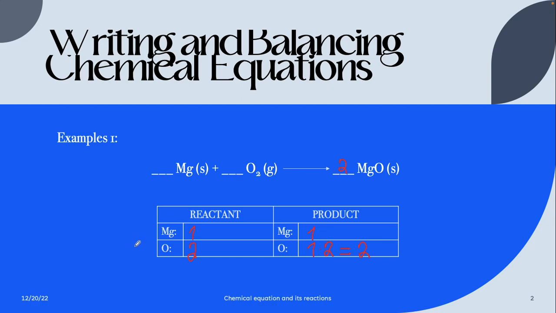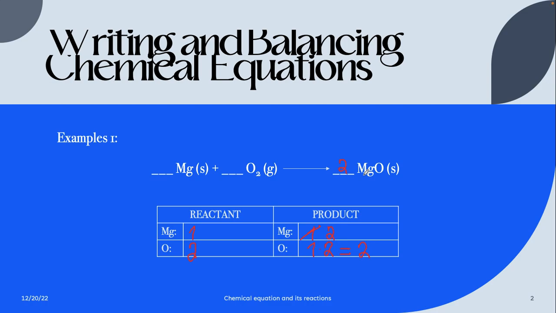But our equation is still not balanced. Why? Because here on the product side, there is no longer 1 magnesium, but 2. We need to bear in mind that whenever there are compounds like these, magnesium oxide, when they are together, whatever we place on the oxygen will also affect the magnesium because they're together.